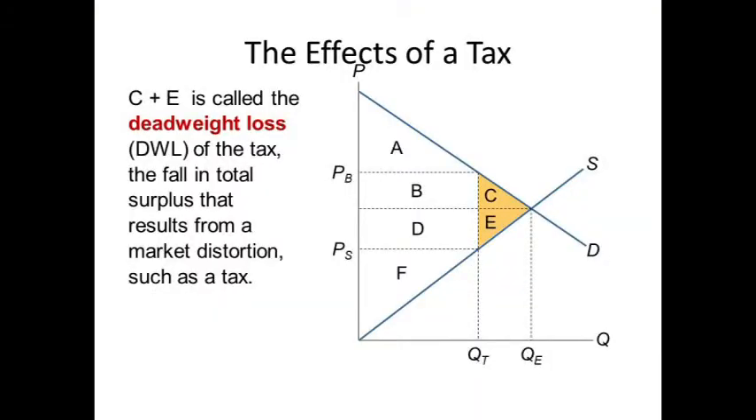Now, how a tax affects the market participants, both the buyer and the seller. We can measure the effect of a tax on the consumers by the change in consumer surplus. Remember, we talked about consumer surplus in the previous chapter. Similarly, we can measure the effect of a tax on producers by looking at the change in producer surplus.